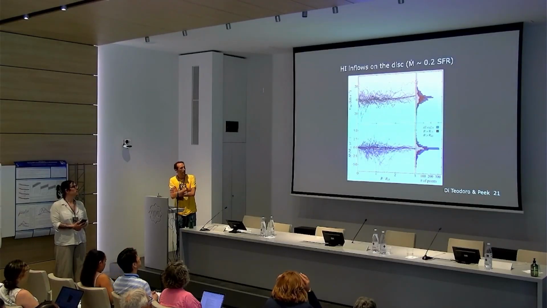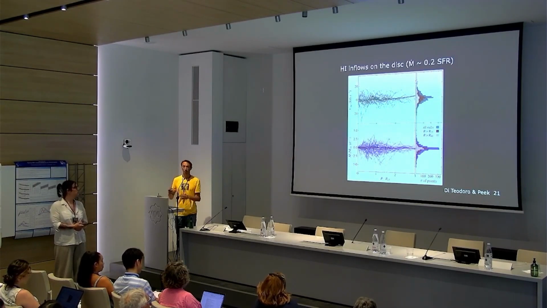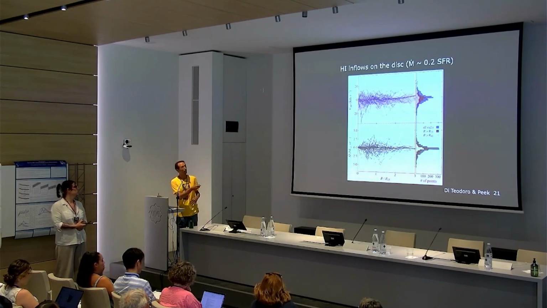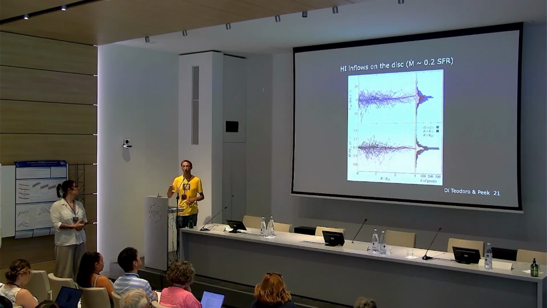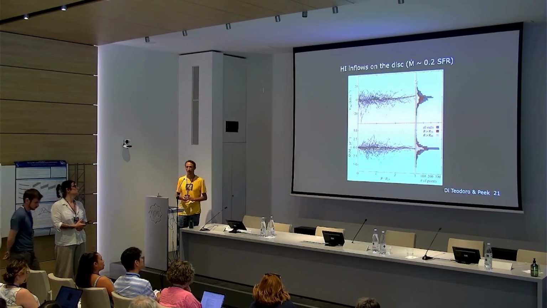So this is work by Di Teodoro and Peak, where they analyze the radial inflows on H1 disks, on the disks of star-forming galaxies. And they detect, as you see, some negative component here, so some radial inflows. But if you go through the numbers again, it's insufficient to sustain star formation. It's about 10-20% of the star formation rate, similar to the accretion rate you get through accretion of gas-rich satellites. So I think I agree with you, yes.